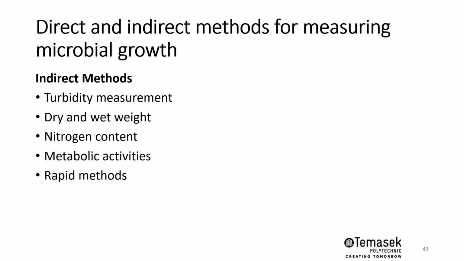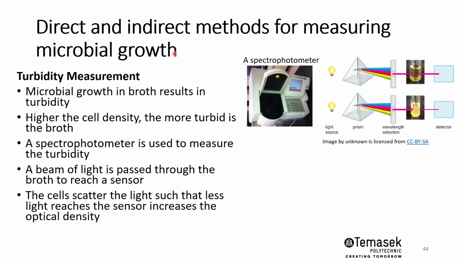Okay, so let's look at the first indirect method. This will be turbidity measurement. We know that as microbes grow in numbers over time in liquid broth, for example nutrient broth, the liquid media will appear turbid. So the higher the cell density, the more turbid the broth will be. Often we can use an equipment known as a spectrophotometer to measure the turbidity.